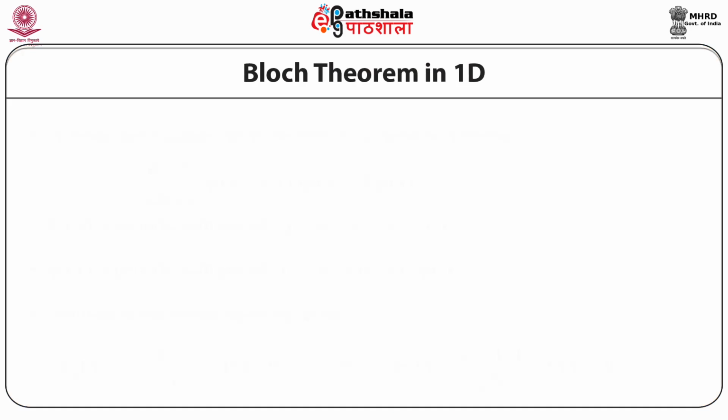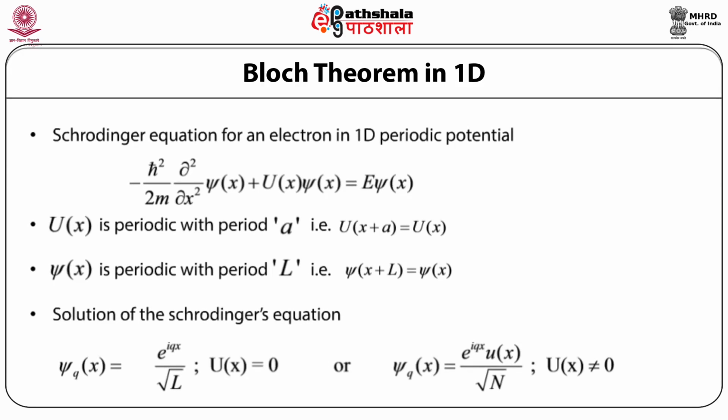Okay, so let us now understand the motion of electrons in a periodic lattice and the concept of Bloch theorem. Bloch theorem in one dimension. Let us now try to understand the basic structure of the wave function in a one-dimensional periodic potential. The Schrödinger equation for an electron in a one-dimensional periodic potential is minus ħ² by 2m ∂²/∂x² φ(x) plus U(x) φ(x) is equal to E φ(x).